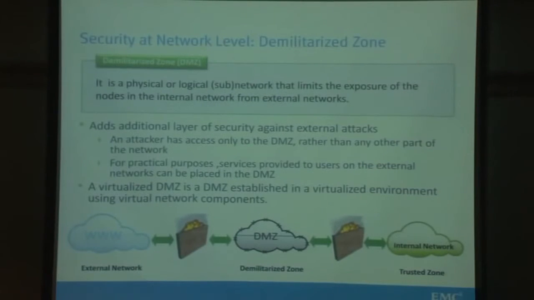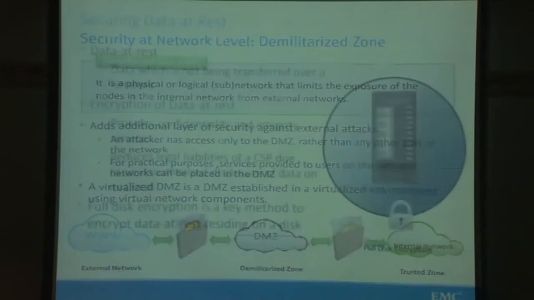DMZ or demilitarized zone is one more way of ensuring network security. As you can see, there is an external network and you have your internal network. If all of your internal network is exposed to the external, it would become easy for an attacker to get access to your network. So you establish a demilitarized zone, where only a set of servers is exposed to the outside network, and your communication with the outside network happens through the demilitarized zone. This will reduce the probability of a direct attack on your internal network.